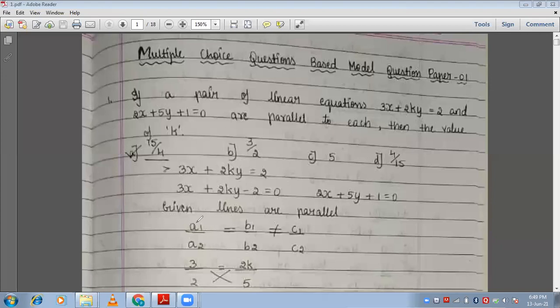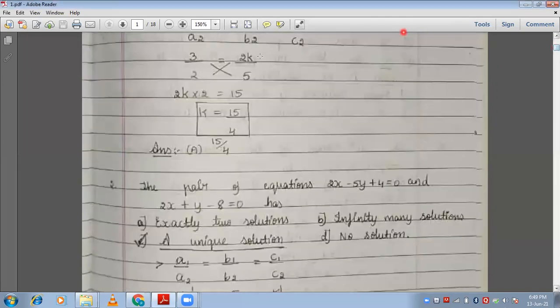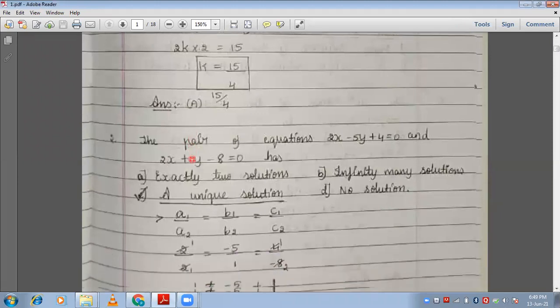Next, group the first two terms. Now substitute the values. The value of a1 is 3, a2 is 2, which is equal to b1, 2k, divided by b2, which is 5. So simplify this, and you will get the value of k as 15 by 4. Then which option is right? Option A is correct. Next, second question.